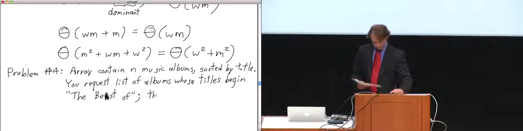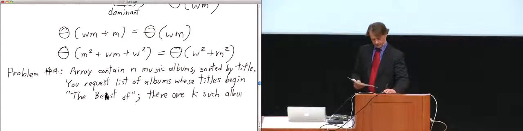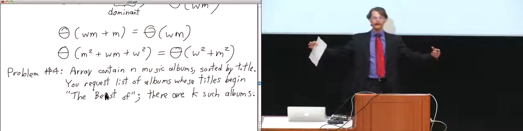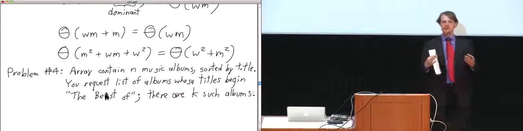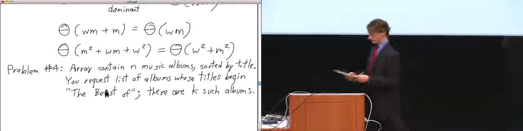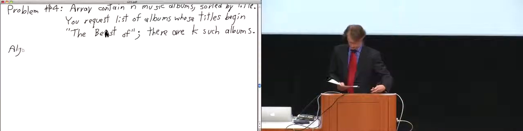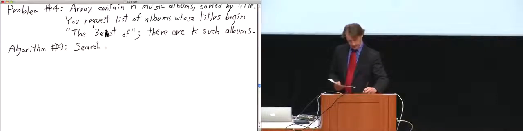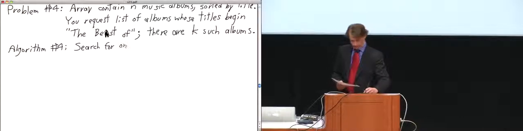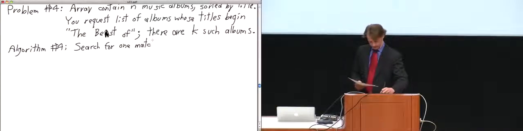And let's suppose that there are k such albums. So that gives me a second variable that's different from n. n is the total size of my record collection. k is the subset of that that begins with "the best of". And my algorithm is, first I do a binary search and find one match.